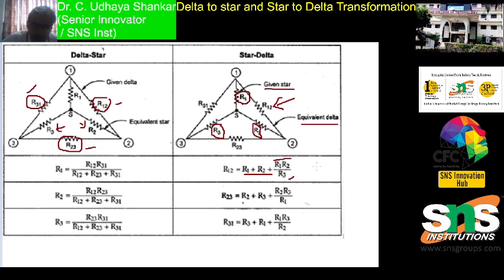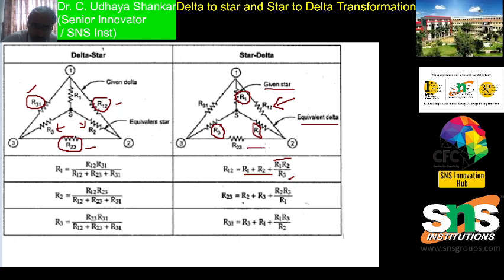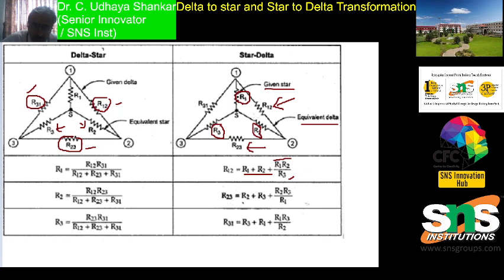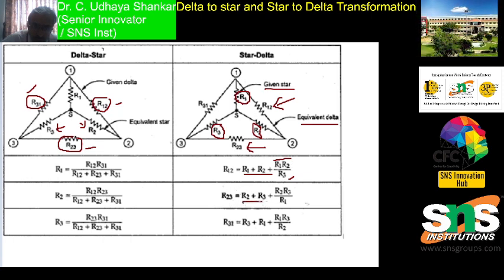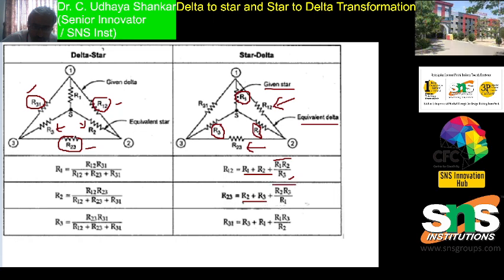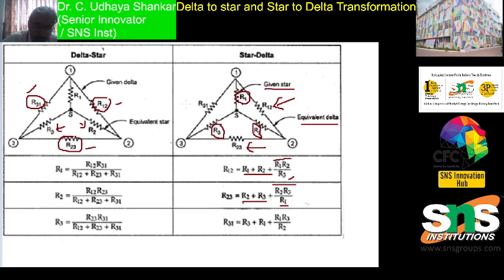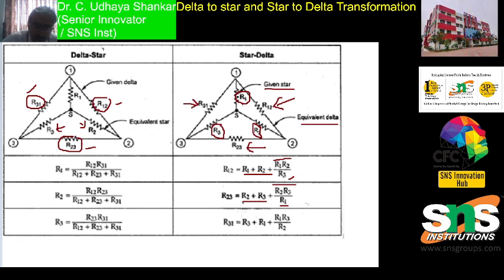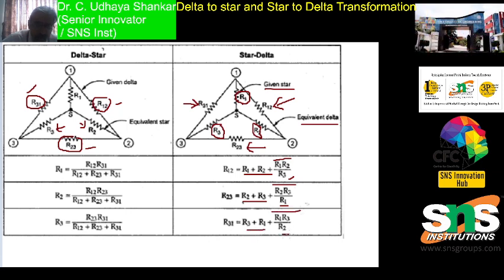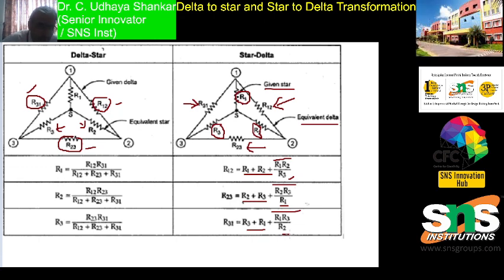Okay. So similarly, if I want to find R23, R23 will be equal to R2 plus R3 plus R2 R3 divided by R1. So this is all about R23. So similarly, if I want to find R31, okay, so this is R31. What I do is I calculate R3 plus R1 plus R1 R3 divided by R2. So it's very simple. It's very simple to remember these formulas if you really understand the logic behind this.